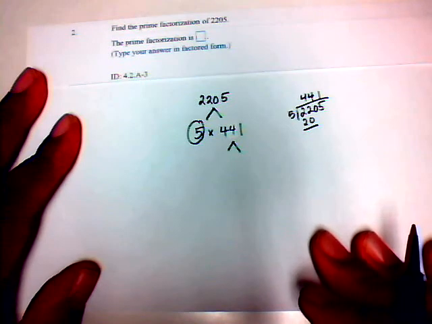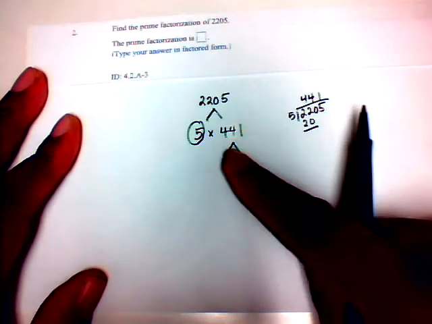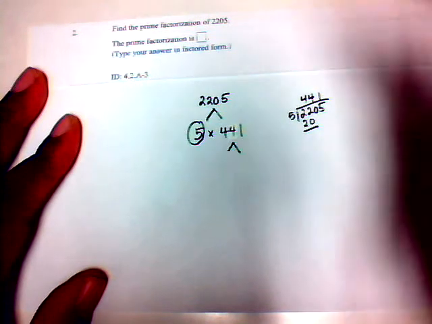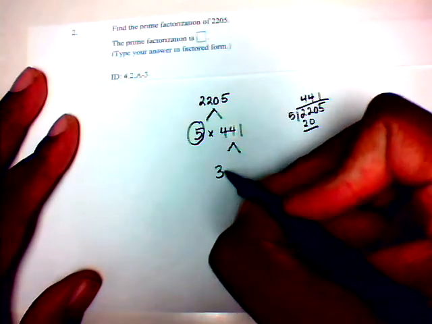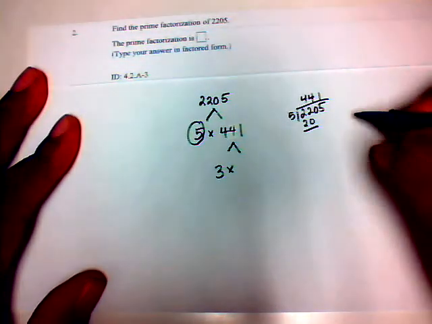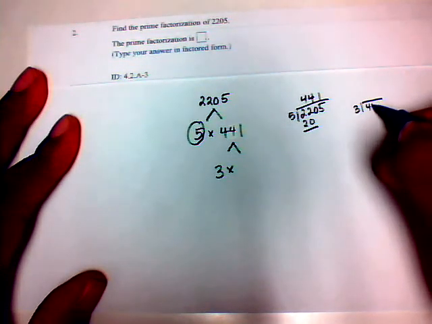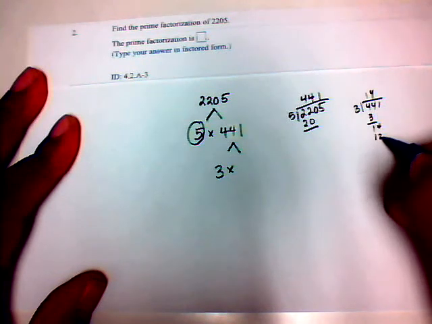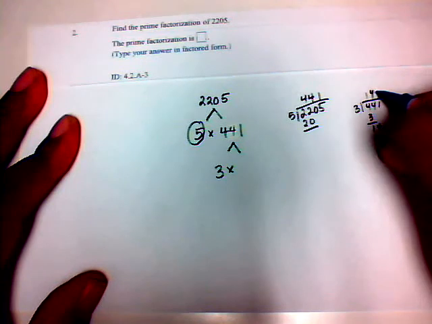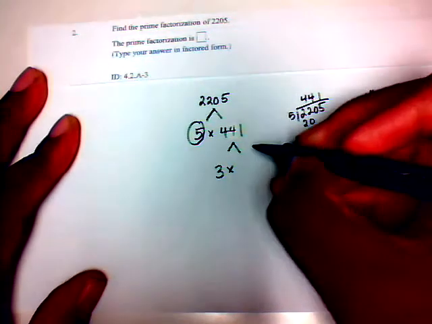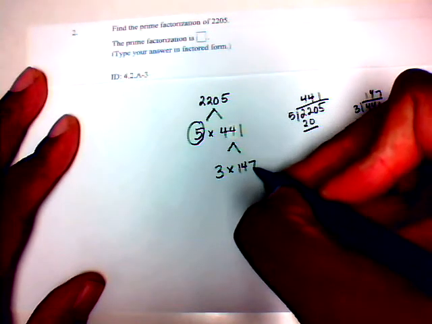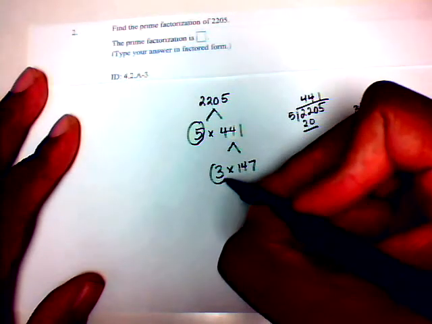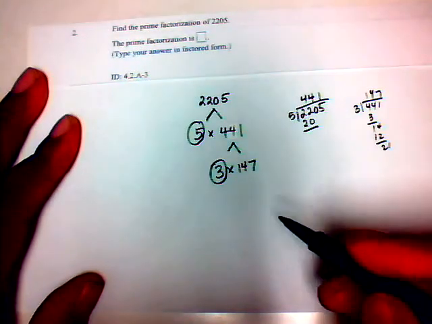Now 441, now I see the sum of the digits, 4, 4, and 1 gives me 9, which is divisible by 3. So let's use 3 in this particular situation. Okay, and then I'm going to divide 3 into 441. That's going to go 147. The other factor will be 147. So it'll be 3 times 147. And I know 3 is prime, so I'll go ahead and circle the 3.